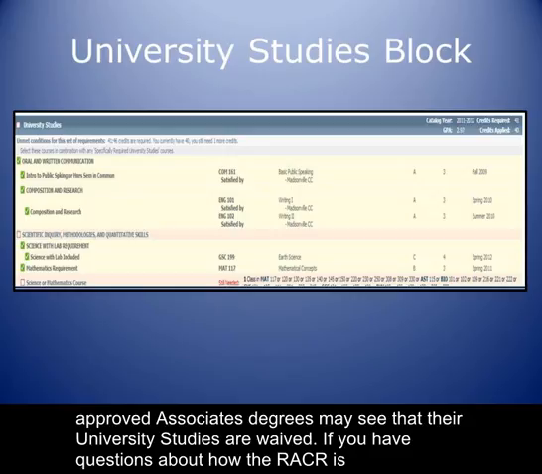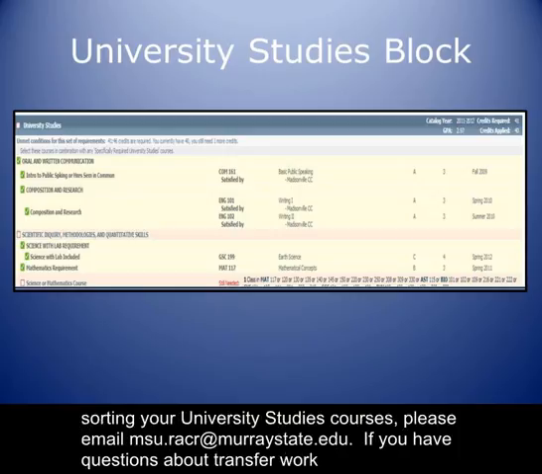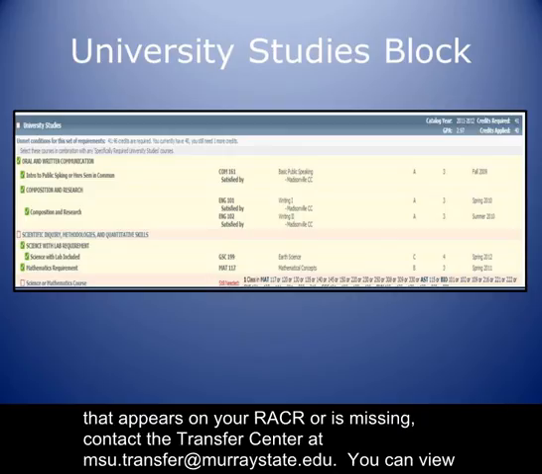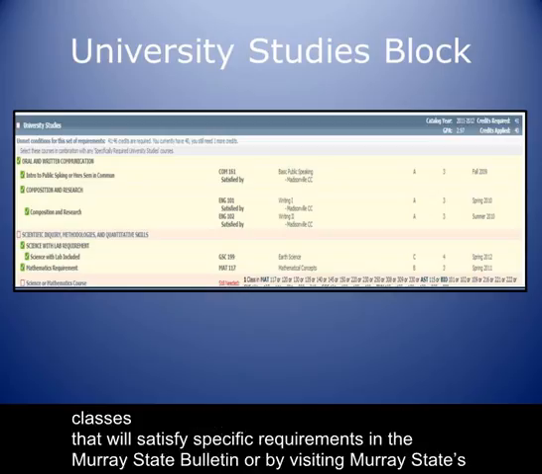If you have questions about how the RACR is sorting your University Studies courses, please email msu.racr@murraystate.edu. If you have questions about transfer work that appears on your RACR or is missing, contact the Transfer Center at msu.transfer@murraystate.edu. You can view classes that will satisfy specific requirements in the Murray State Bulletin or by visiting Murray State's website.